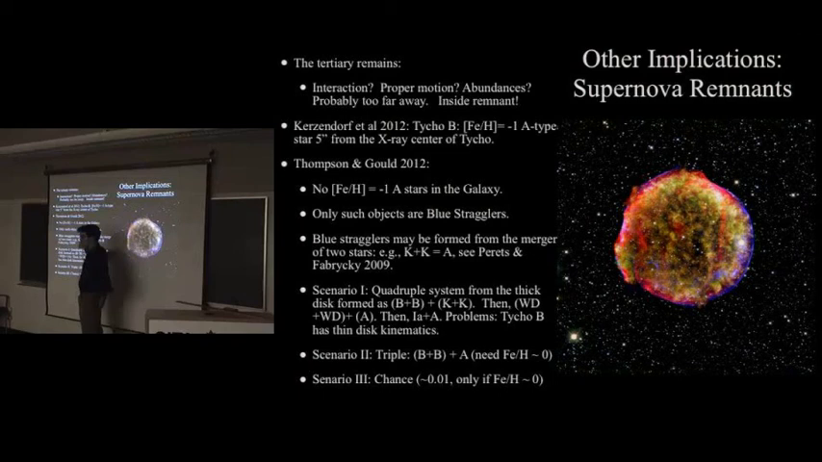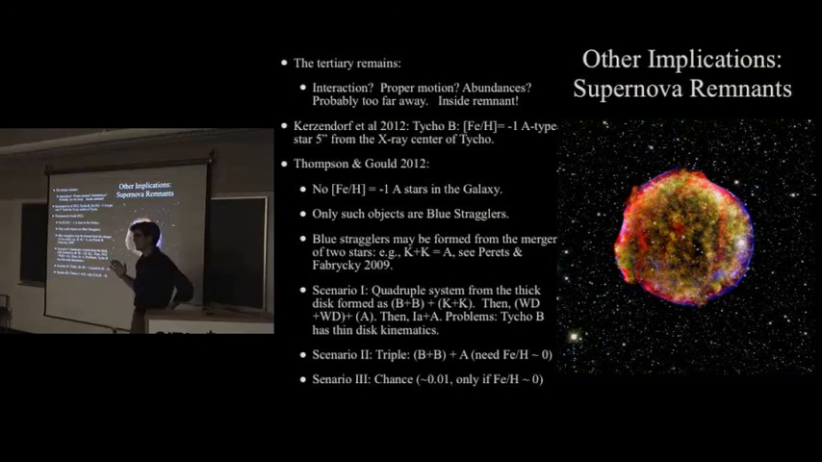Amazingly, quadruple systems are only about a third of triple systems. So the rates would work out for this. There's no fine-tuning as far as rates. There's no fine-tuning as far as time. Nothing at all. The only problem with this, real problem, is that Tycho B has thin disk kinematics, not thick disk kinematics. It doesn't have the kinematics of a 10 gigayear-old K star or A star.